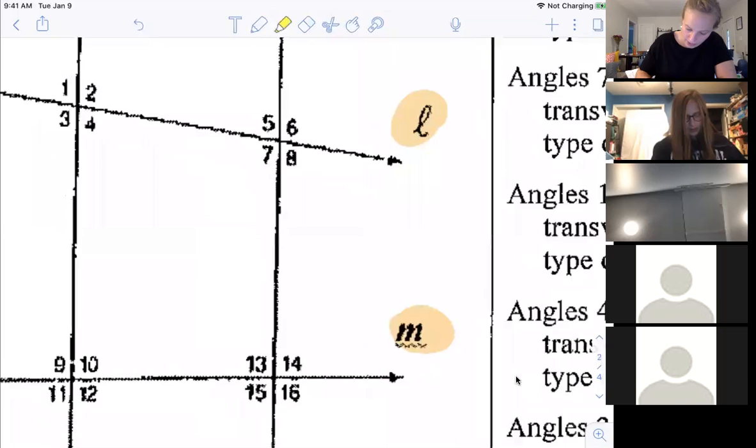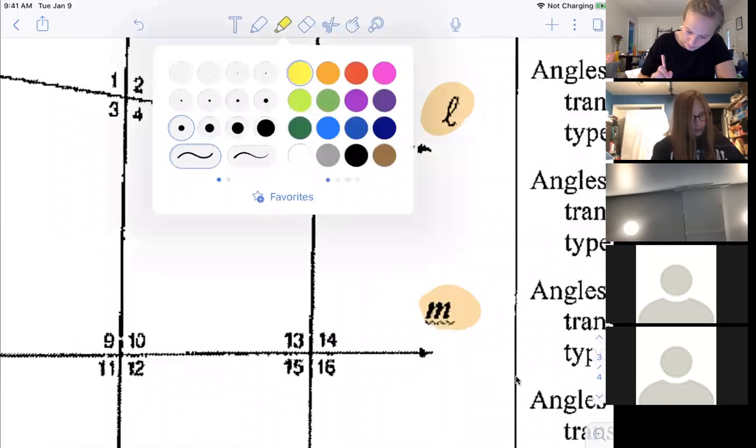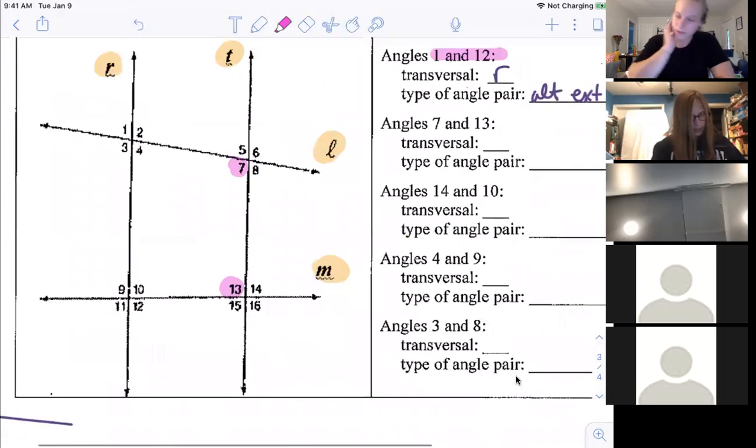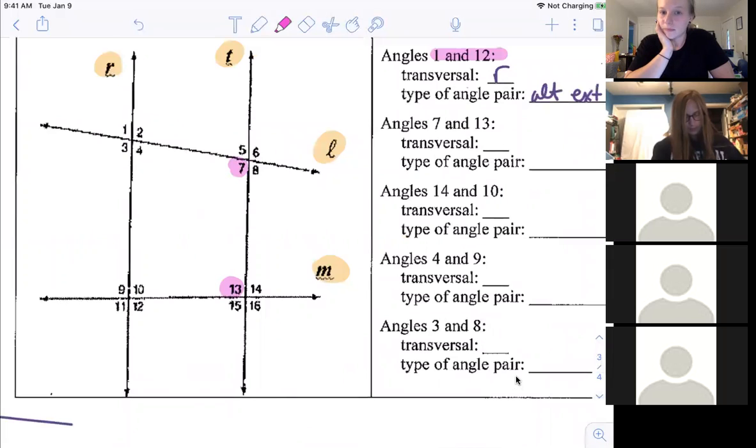All right, what about the next one, angle 7 and 13. Let's find angle 7 and 13. I need the transversal and I need their relationship. Who can give me one of those? The transversal is T. How do you know that, Colin? Because it intersects line L and M. Awesome. Thank you, Colin.